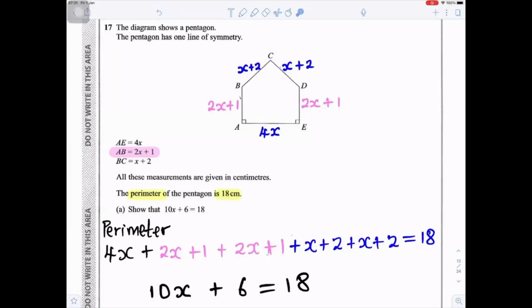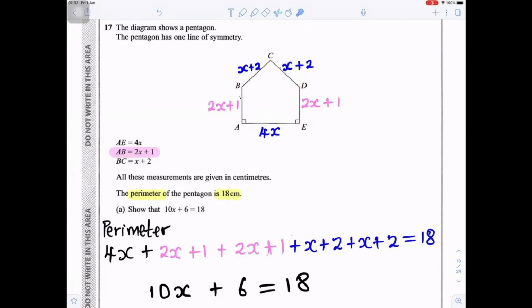So the first thing we want to do is to label the diagram clearly. We know AE is 4x, so we put 4x on the diagram. We know AB is 2x plus 1. And because it has a line of symmetry, the line in the middle there, DE would be 2x plus 1. So the line of symmetry means DE and AB are the same.